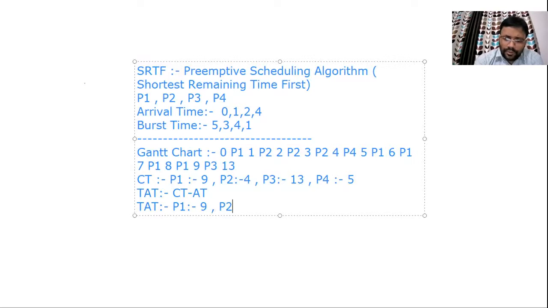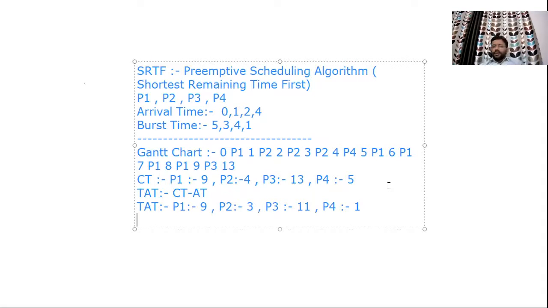Then P2 has completion time 4 and arrival time 1, so it becomes 4 minus 1, 3. And then P3 has completion time 13 and arrival time 2, so it becomes 11. P4 has completion time 5 and arrival time 4, so it becomes 1. So if we verify, turnaround times are 9, 3, 11 and 1.